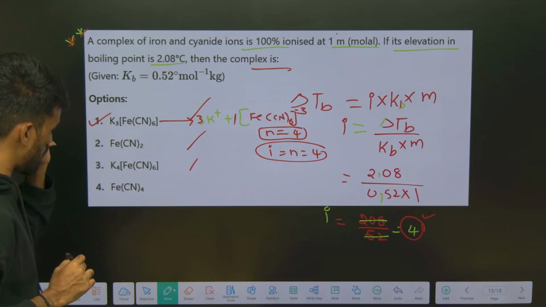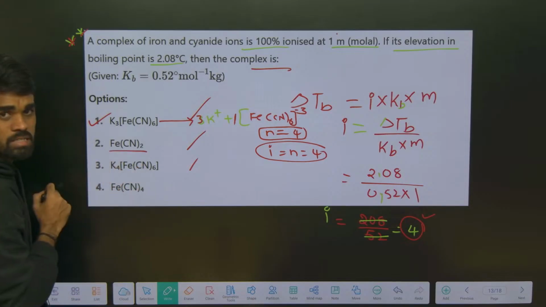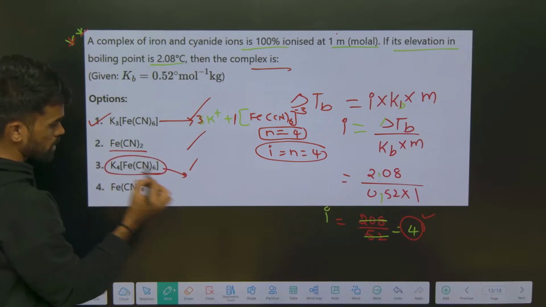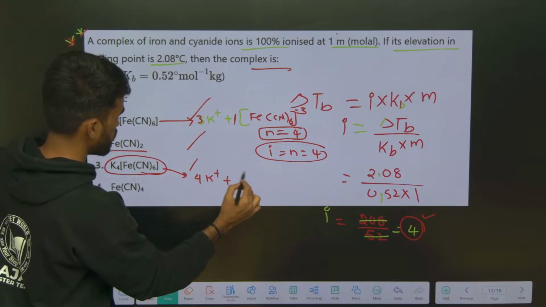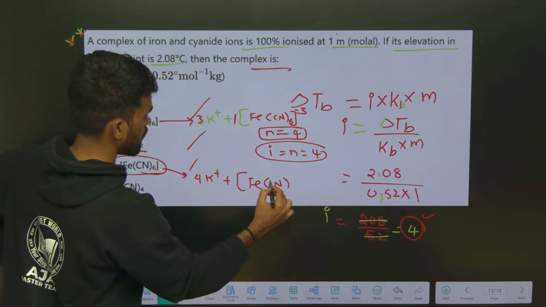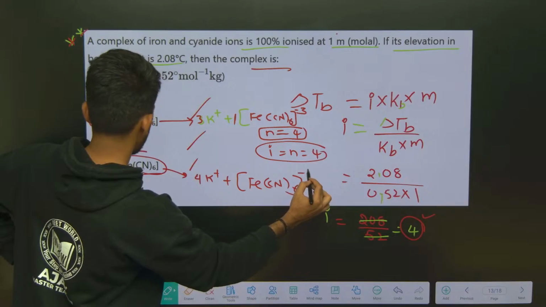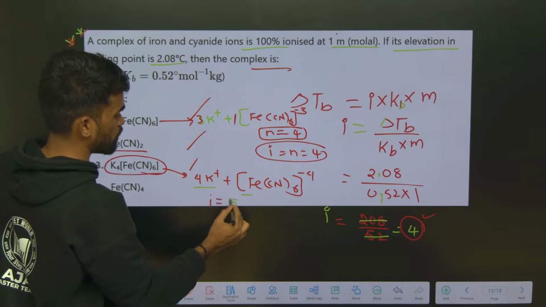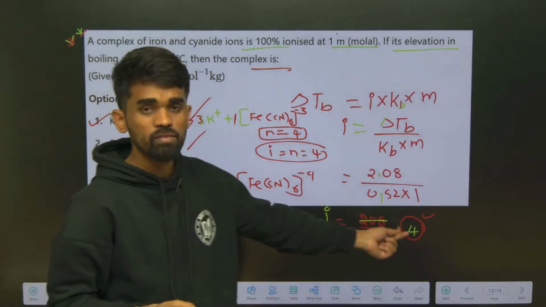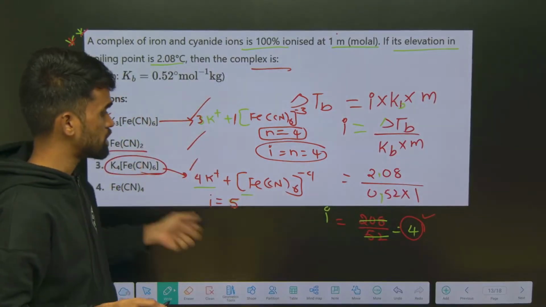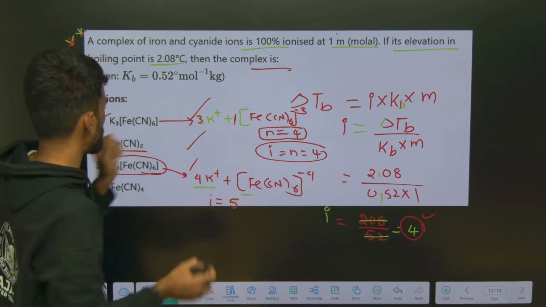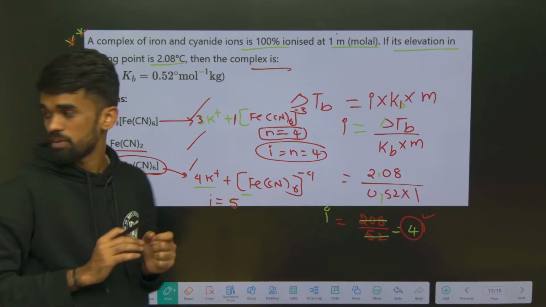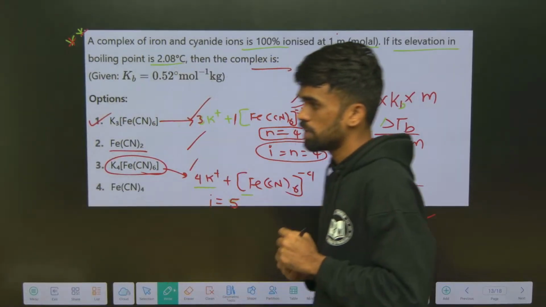If you want to verify the other options, see, this is already a complex, it won't undergo dissociation. Now if you look at this one, how many potassium ions will it release? 4 potassium ions and 1 ferrocyanide complex, 4 minus. So total number of ions is 4 plus 1, 5 ions, so the i value will be 5 in this case. So just find the i value and look at the option which gives the same i value, that will be your answer. The first option gives the same number of ions, so the first option will be the perfect answer, right? Yeah. So let me move forward.